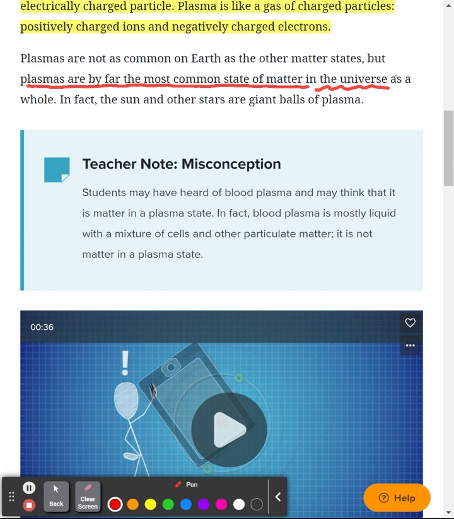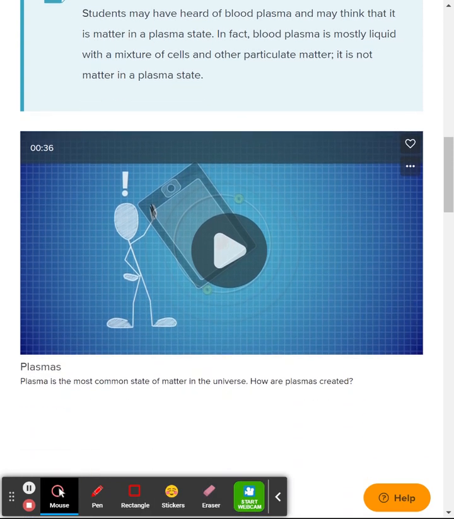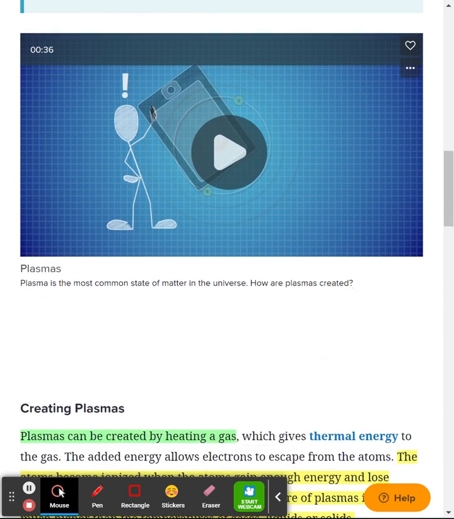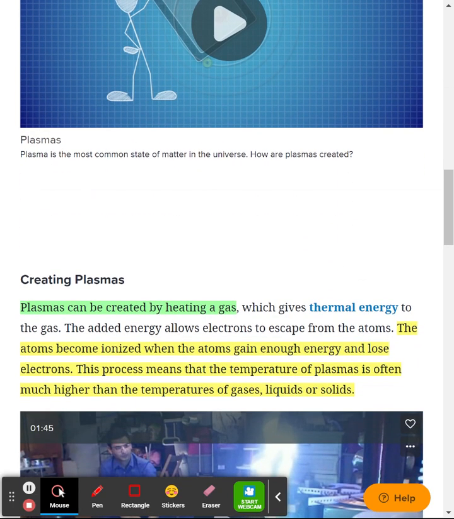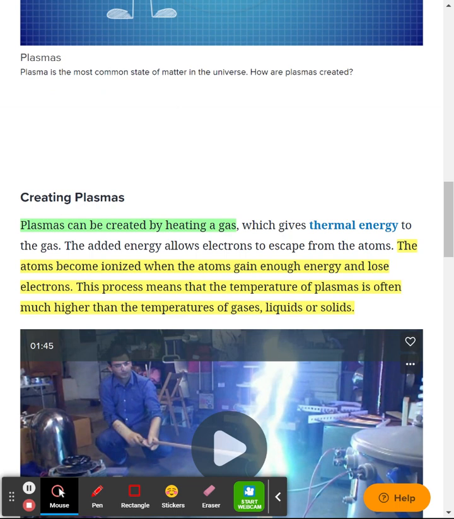not necessarily on Earth. Now, on Earth, where do we find plasma? Well, lightning is a form of plasma, as your text describes. Neon lights are examples of plasmas. Make sure you watch that video, okay? So to create a plasma, you have to heat a gas.